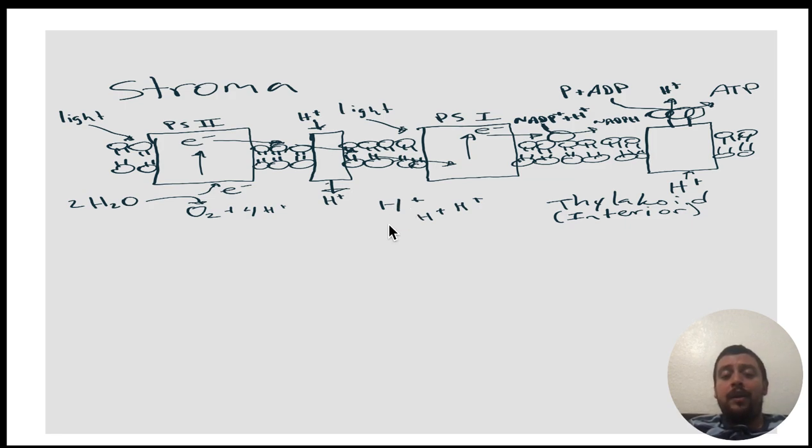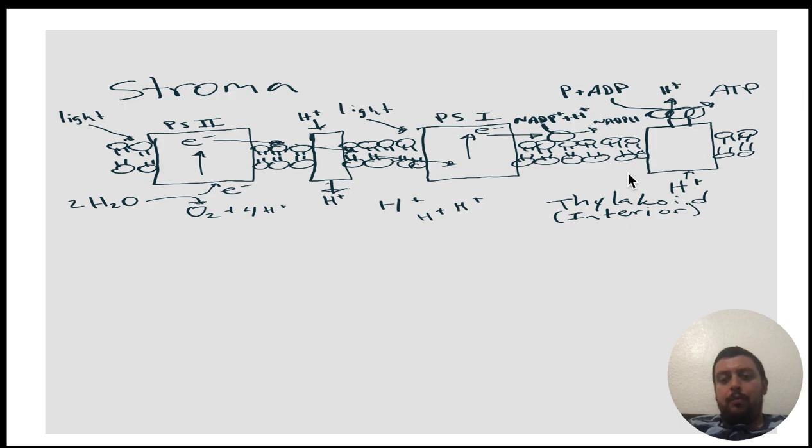There is only one way for these hydrogen ions to leave the thylakoid, and that is through this. This right here represents an ATP synthase enzyme. So hydrogen ions leave through the ATP synthase enzyme. However, that is not the only thing that occurs here. As hydrogen ions leave through this enzyme, it makes it so that ADP and a phosphate ion bind.